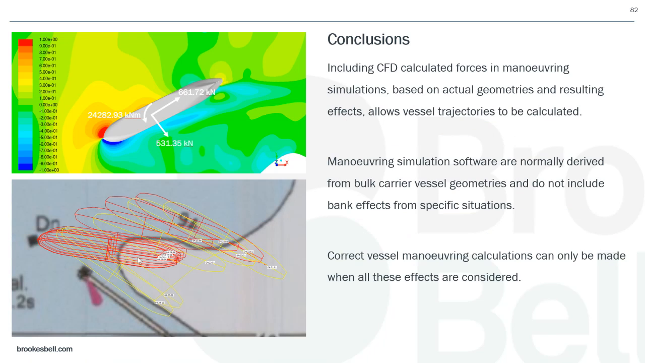Another interesting thing is that manoeuvring models typically use coefficients for geometries of only bulk carrier vessels. So if your vessel is not a bulk carrier, the manoeuvring simulations are often not relevant to or not accurate to that vessel. But you can make that accurate if you model your hull in CFD and then use those forces in the manoeuvring simulation. So you can see the importance of getting things accurately, and the way to get things accurately is to recreate your situation as accurately as possible.